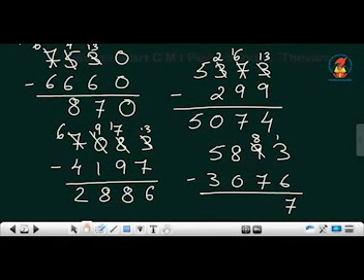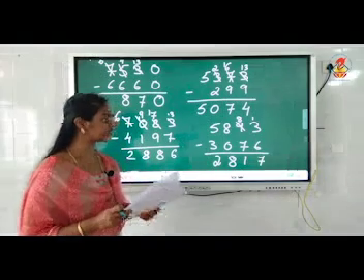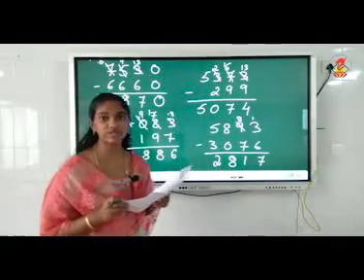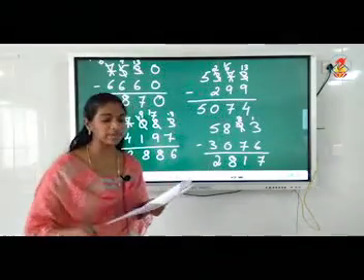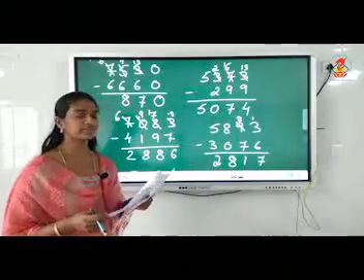8 minus 7, you get 1. 8 minus 0, 8 itself. When you minus with 0, you get 8 itself. 5 minus 3, you get 2. Okay. So, I've done a few questions for you. The rest of the questions, you have to try on your own. Okay. And try more questions. Okay, children. Thank you.